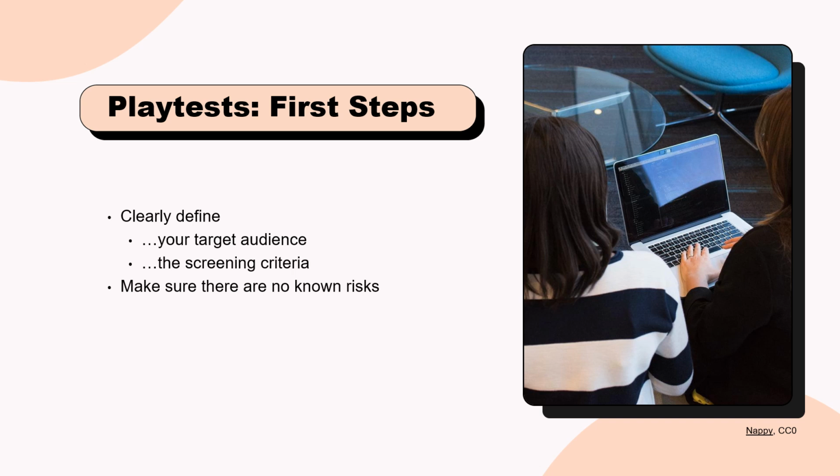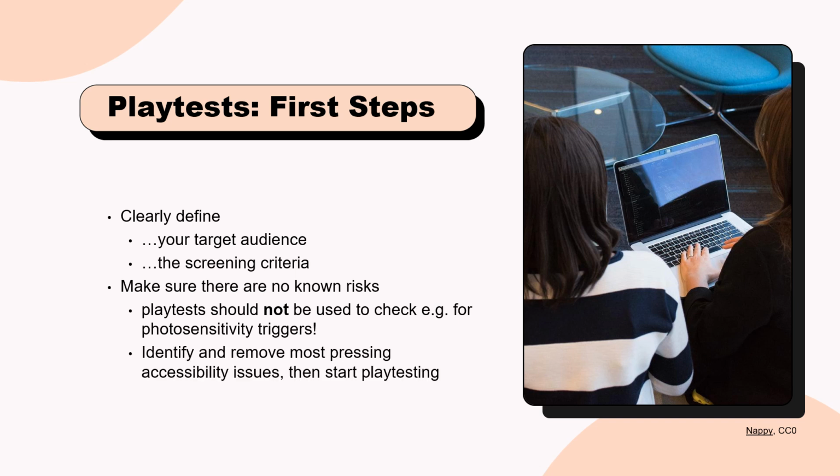Next, make sure that your game does not pose a known risk to certain player groups. Playtests should not be used to check for photosensitivity, epilepsy, motion sickness or phobia triggers, because these can cause severe harm. Instead, use tools to identify and remove the most pressing accessibility issues and make sure to mitigate risks. Once that's done, discuss when, where and how to conduct the playtests and start looking for suitable testers.